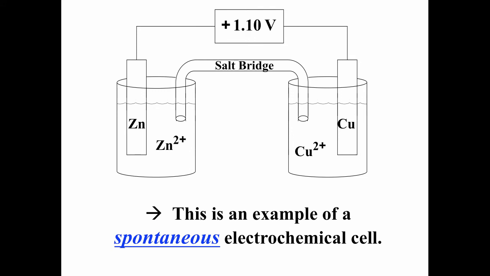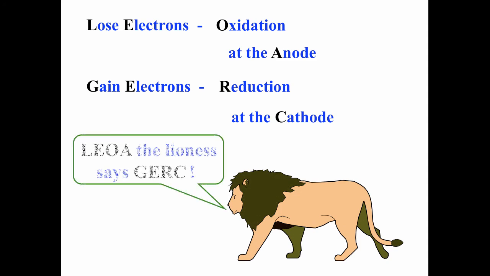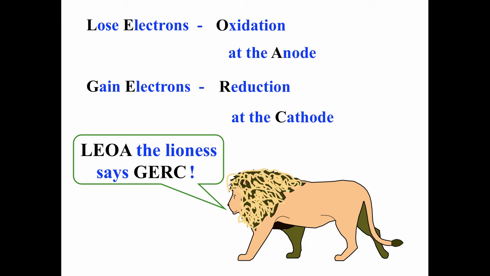This is an example of a spontaneous electrochemical cell, and we have a new mnemonic, which is lose electrons, oxidation occurs at the anode, gain electrons is reduction, which occurs at the cathode. So LEO the lion says GER is a way to remember this. And now it's a lioness.